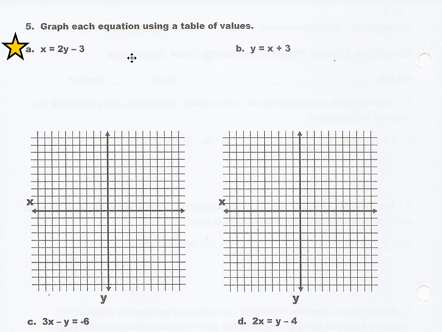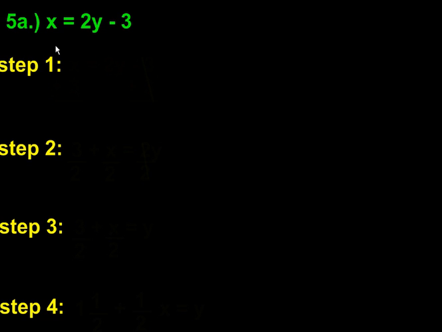Now let's take a look at number 5. We're going to graph each equation using a table of values. So the first thing we need to do is solve for y on this. Isolate y. So x equals 2y minus 3. So the first thing we want to do is bring down the problem. We want to remove 3 from this side, so we add 3 to it, and if we do that over there, we have to do it over here.